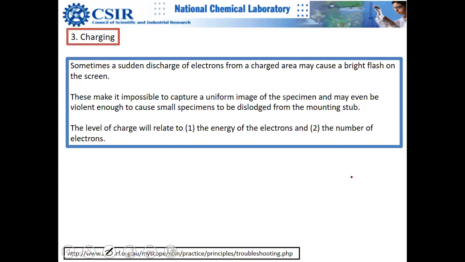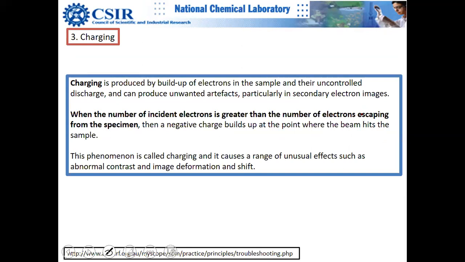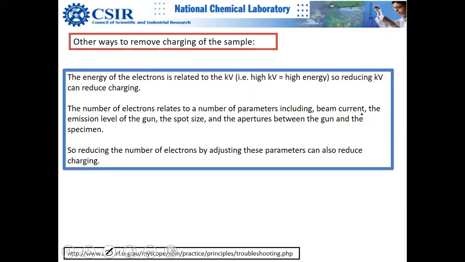So the level of charge will be related to the energy of the electrons as well as the number of electrons. The number of electrons is basically proportional to current or current density. We have to reduce the current actually. So beam current, that's one way of doing that. So obviously you can reduce voltage, which is the best.